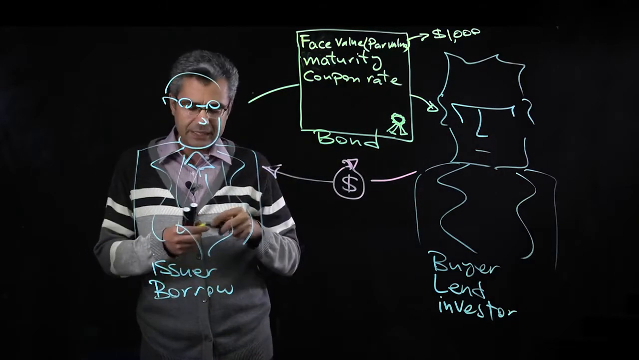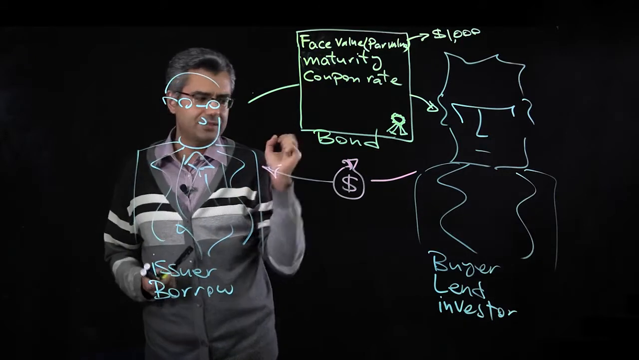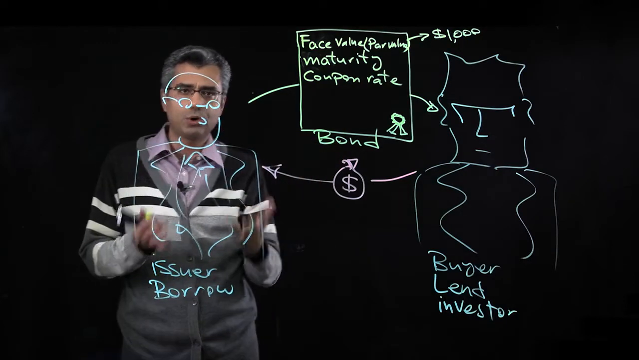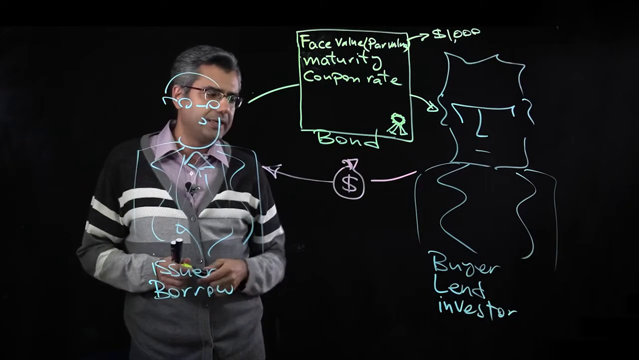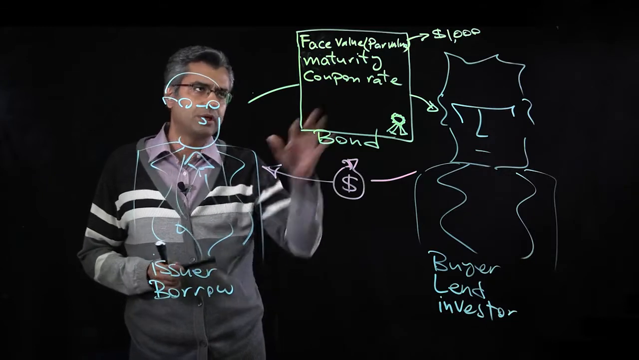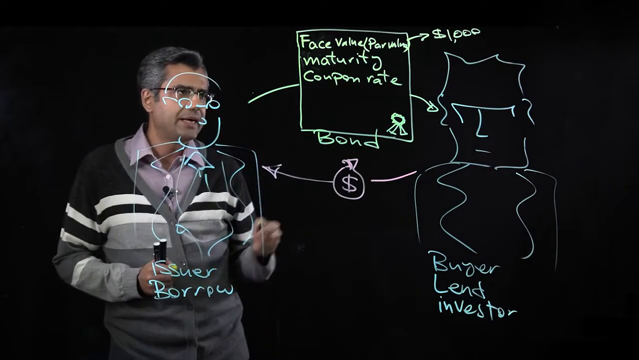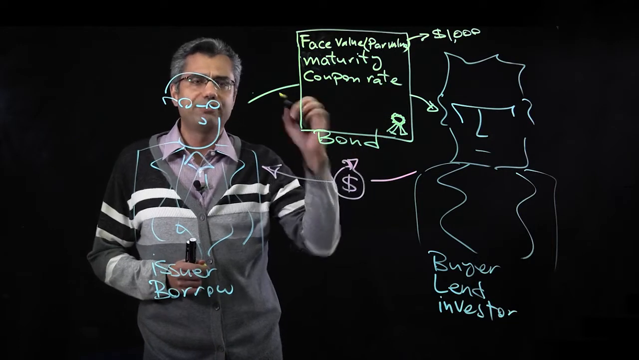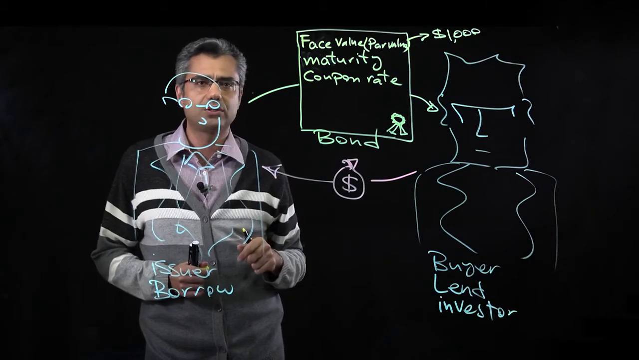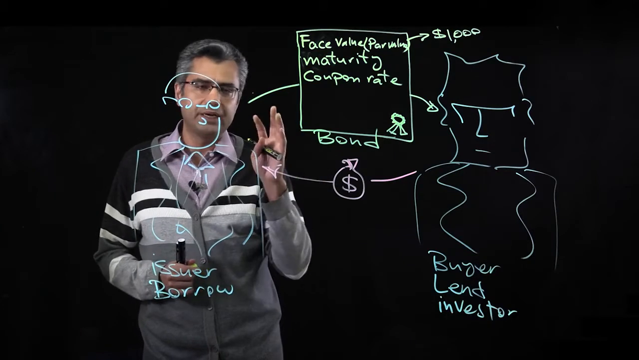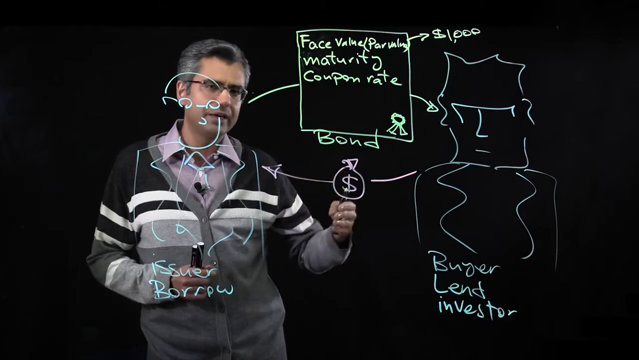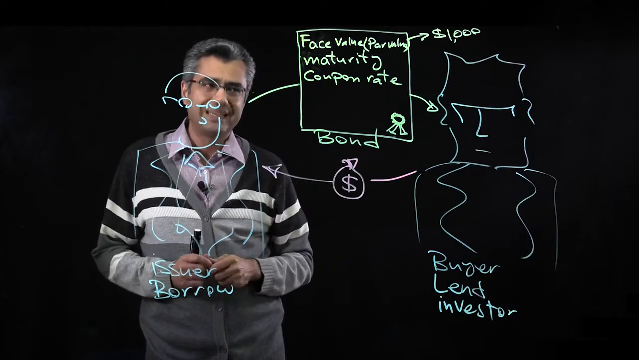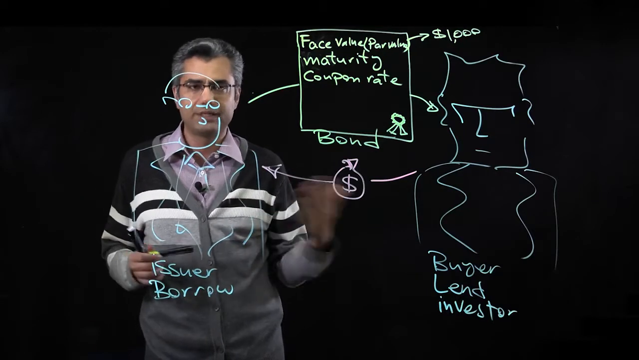Another thing mentioned on the contract or on the instrument is the coupon rate. Coupon rate means the interest that the borrower needs to pay to the investor. Because the borrower is borrowing money, they need to pay interest to the lender. So it's a fixed interest mentioned on the bond instrument, and it's always a percentage of par value.